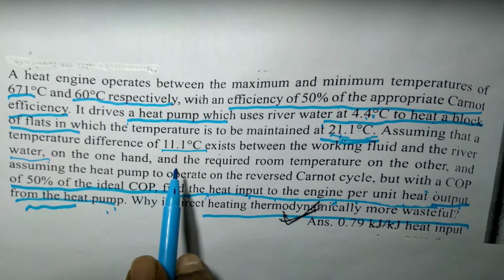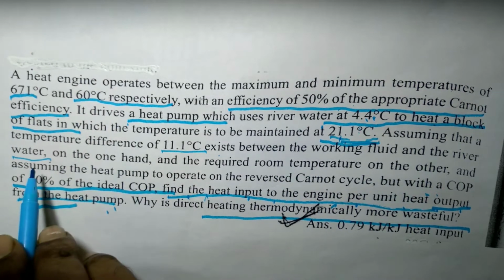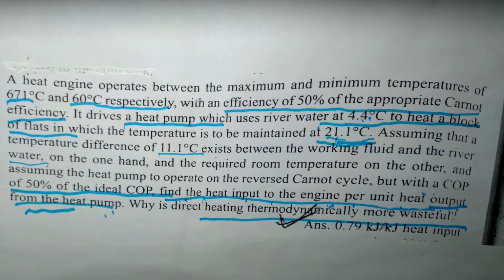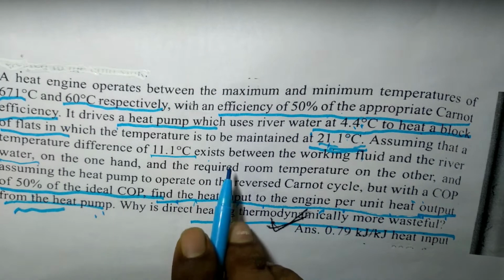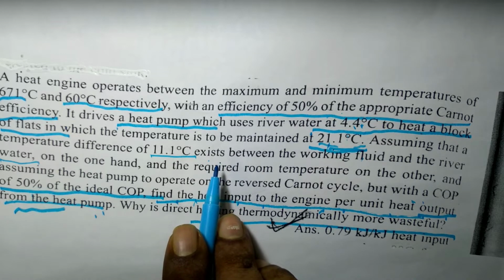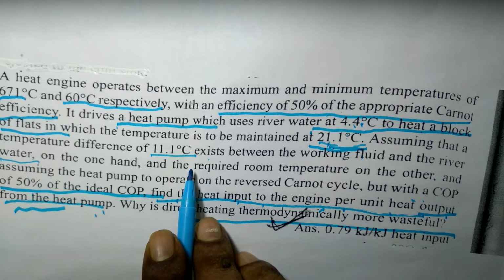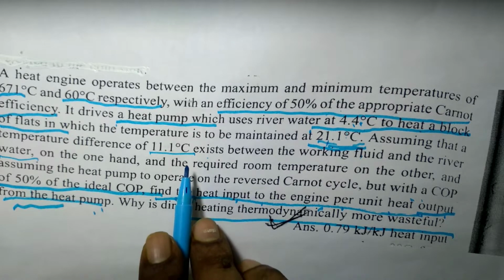Assuming that a temperature difference of 11.1 degrees Celsius exists between the working fluid and the river water. In this case, there is a temperature difference between the working fluid and the thermal energy reservoir. But as far as the reversible heat engine is concerned, there is no temperature difference. Whenever there is heat transfer across a finite temperature difference, that causes an external irreversibility, and in this case that external irreversibility is there. So there should not be any temperature difference between the reservoir and the heat engine in case of a totally reversible heat engine. But in this case, the difference is there.